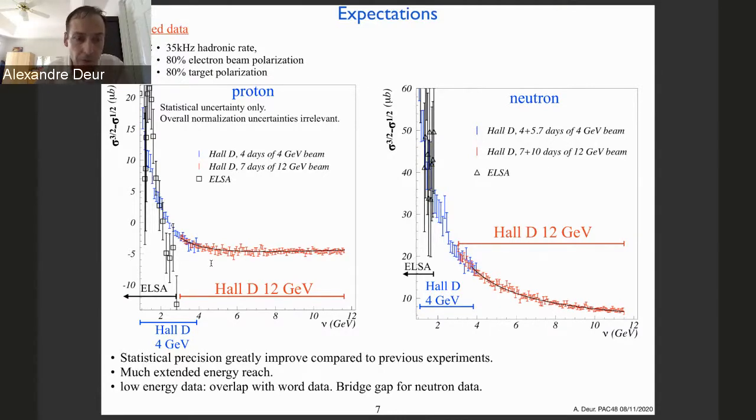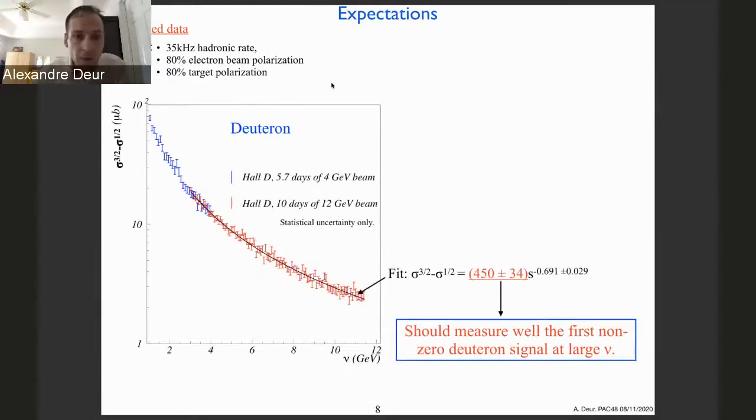The plot also showed the importance of having a low energy run. For the proton, it will provide an overlap with the already existing data, but with a much improved precision. And for the neutron, it would do the same, but in addition, it would fill a gap that would exist if we run only with the 12 GeV energy. So here is the expectation on the deuteron, and you can see that if the cross-section follows a Regge behavior, we would see very clearly a non-zero deuteron signal.